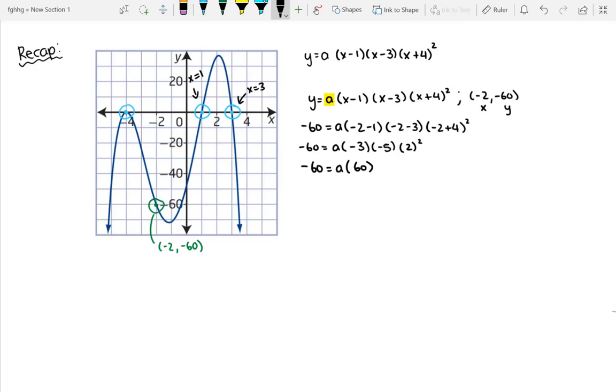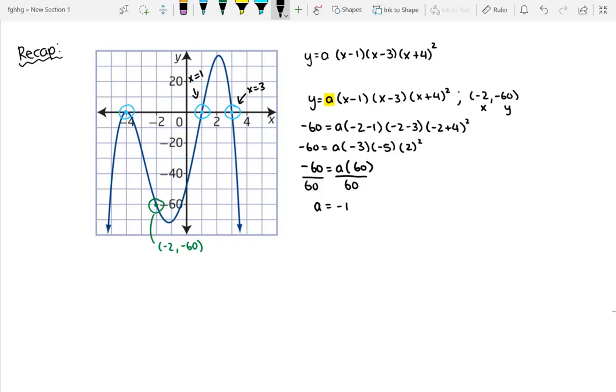All right, and now your job basically is to solve for a. So because I have 60 multiplied by a here, what I'm going to do is divide both sides by 60. I'm going to do exactly the same thing here, and that's going to leave me with a equals -1. So what you found here for me is my a value for this particular polynomial function.